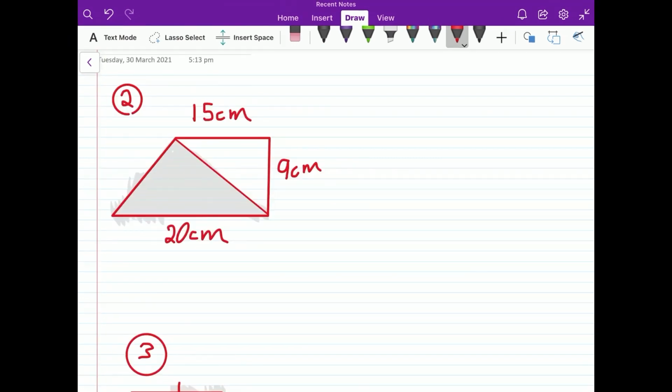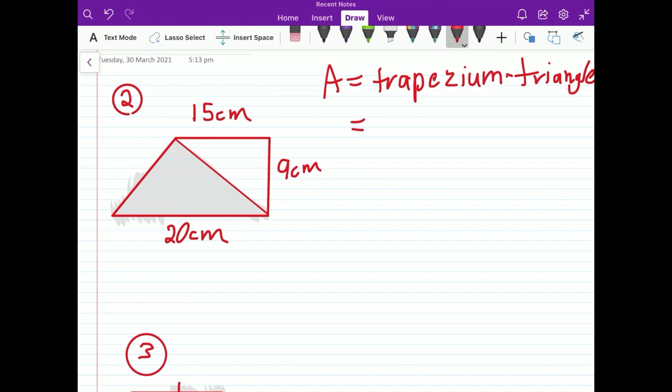Looking at example 2, we see a trapezium that has turned into two triangles. To start off, we write A equals trapezium minus triangle. We then write the formula, h over 2 bracket a plus b bracket minus bh over 2.